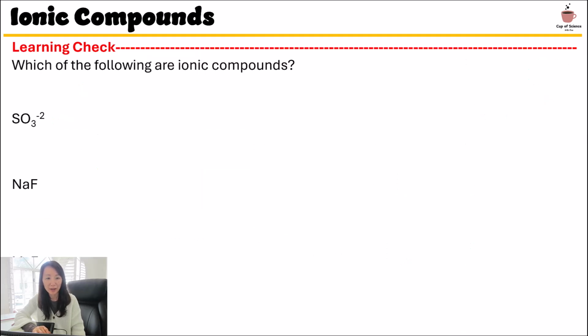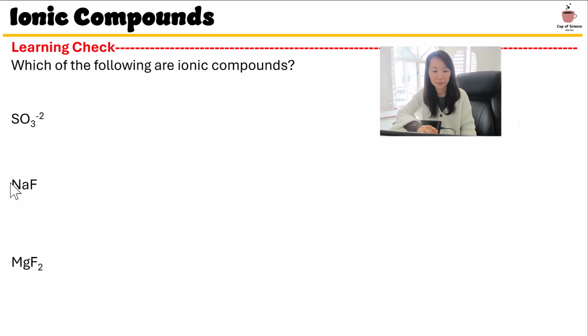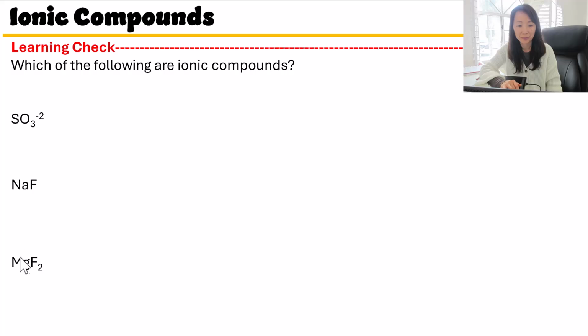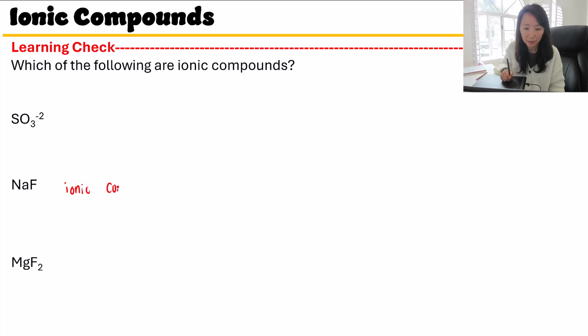Let's do a learning check. Which of the following are ionic bond compounds? I will show you the first one and then you can try the rest. I know for sure this one, sodium fluoride, is an ionic compound. How did I know? That's because this one is made up of a metal and this one is a non-metal.